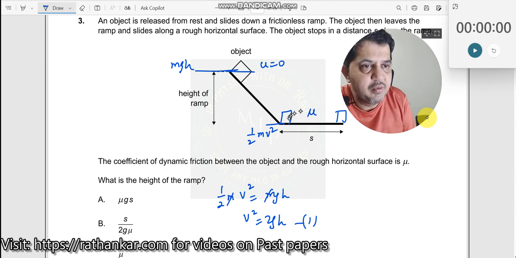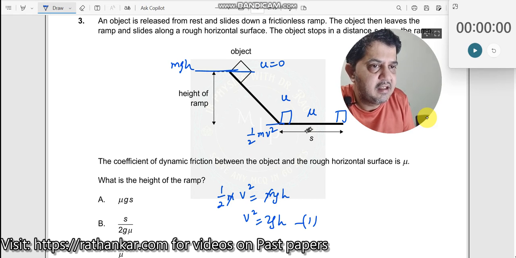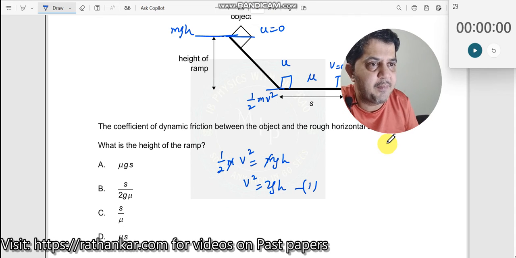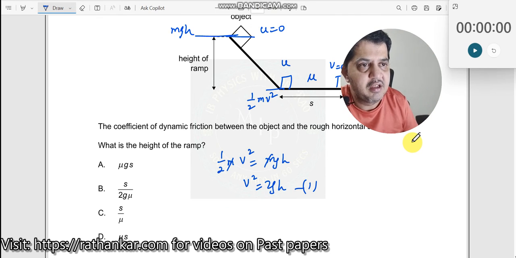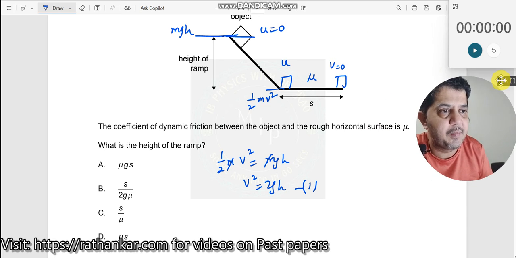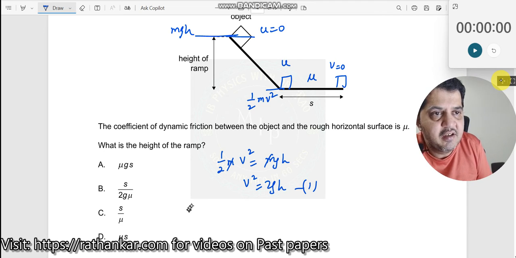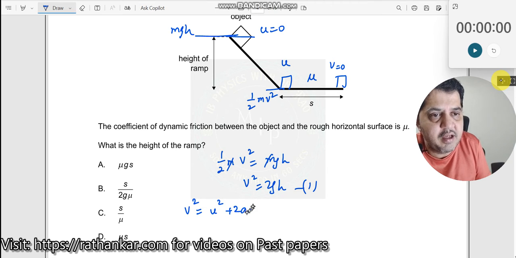Now this velocity forms the initial velocity for the second motion, the horizontal motion. As it keeps on sliding, the velocity keeps on reducing, and when it reaches here, the velocity becomes 0, because it stops. So now we can apply the equations of motion: v square is equal to u square plus 2as.